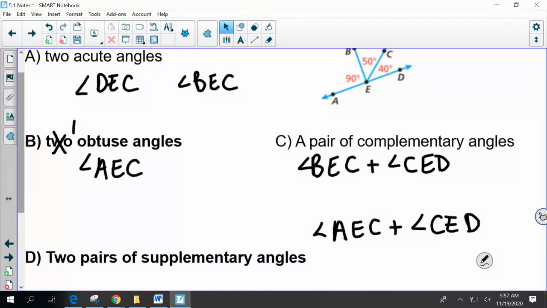I had AED. But that's only one angle. You gotta have 2 angles. That is 90 degrees and or 180 degrees. I agree with you. But we're looking for 2 angles that go together to make 180. Yeah.